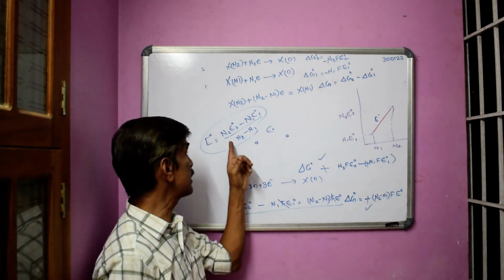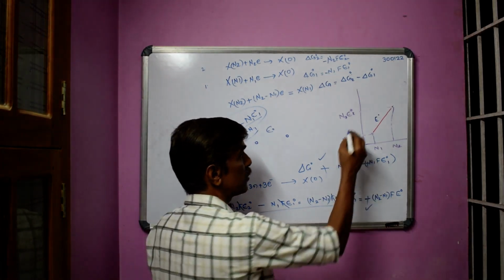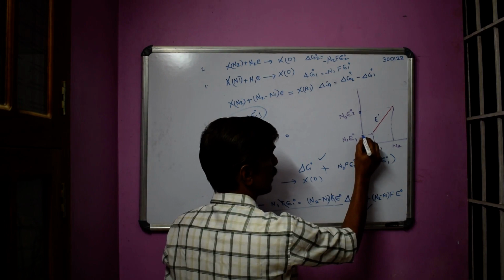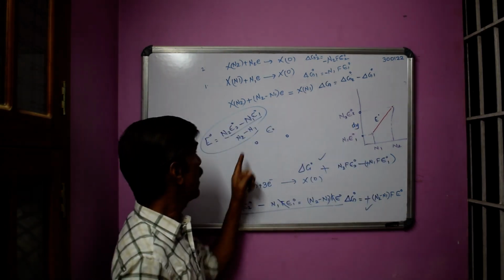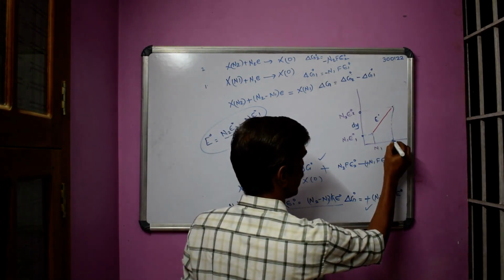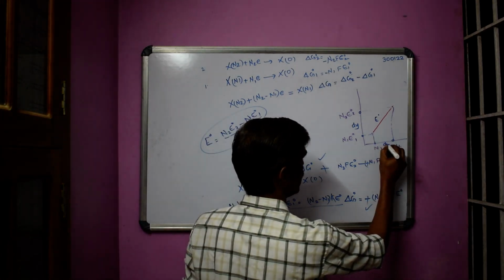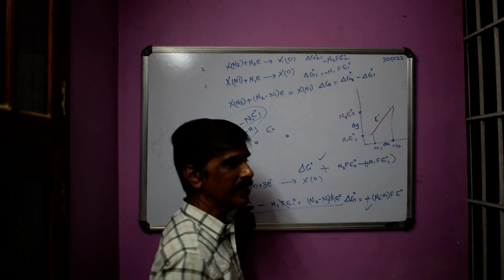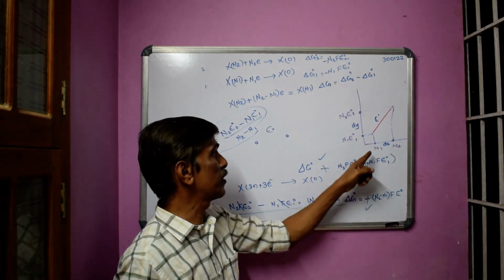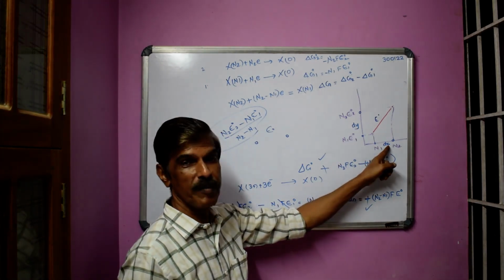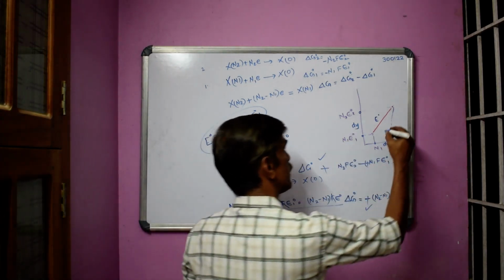And we can see that what is this one? N2 E2^0 minus N1 E1^0, that is actually dy, and N2 minus N1, that is dx, isn't it? Then we can see that (N2 E2^0 minus N1 E1^0) divided by (N2 minus N1) is simply dy by dx, or the slope of the line.